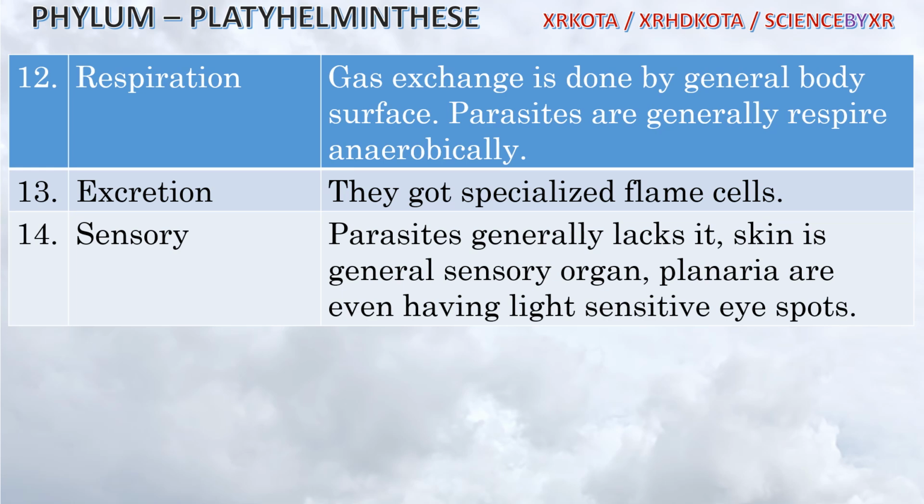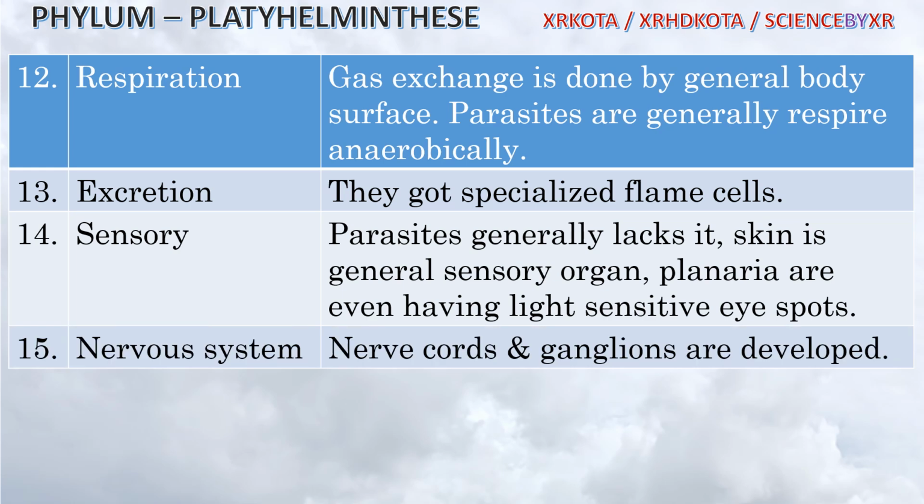Sensory, so these are lacking sense organs. However, some light sensitive cells are there which help them to distinguish between light and dark. Yes, nervous system, the nerve cords are formed. Okay, and ganglia are developed.